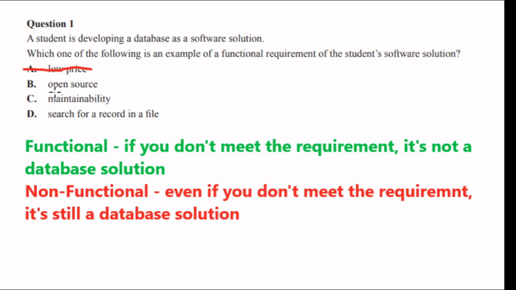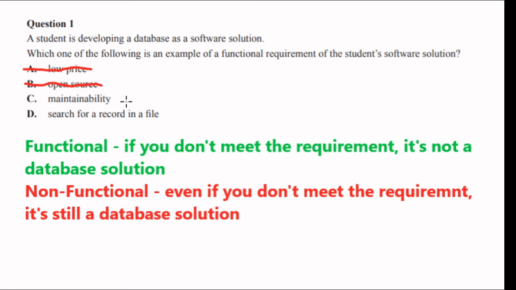Right, so B, open source. So open source, still closed source, you can still have either one for a database. So an open source database and a closed source database are still considered databases. So that one's still a non-functional requirement.